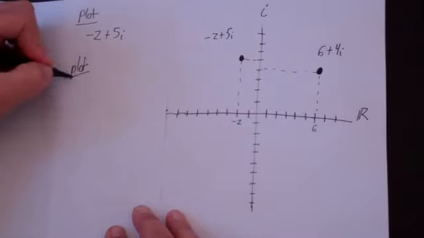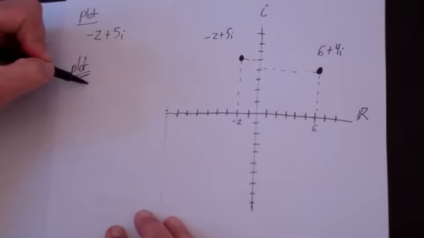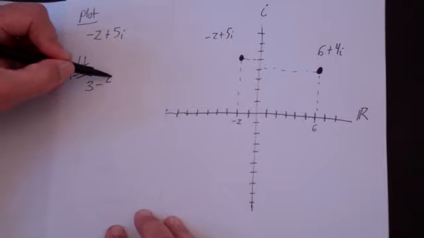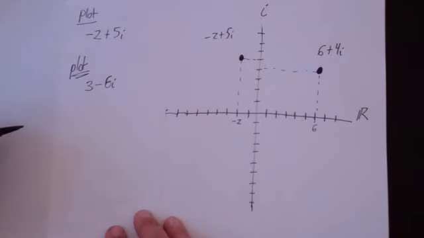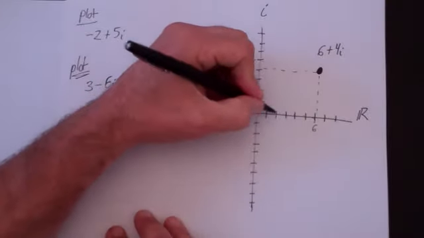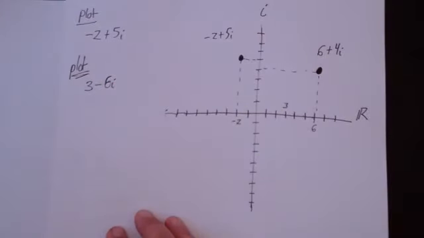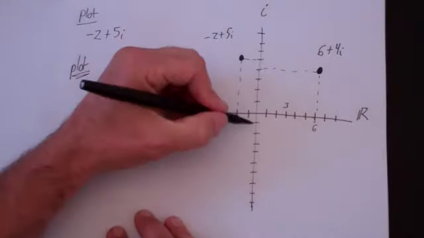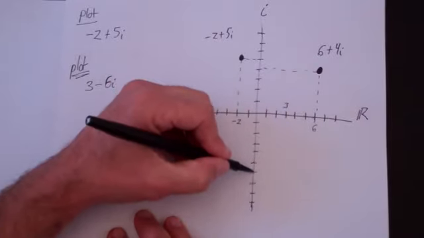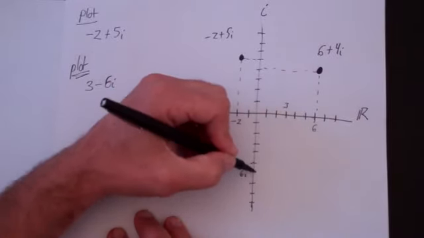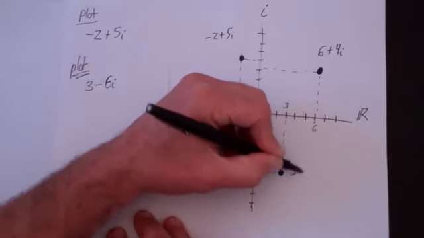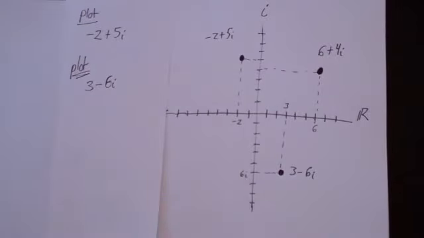Let's plot one more, and then we'll start working on some tricks. Let's plot 3 minus 4i. No, we already did 4i. Let's do 3 minus 6i. The real part is 3, so that's 1, 2, 3. There are 3 real units, and they're positive, and then that's a negative 6. That's 6 imaginary units, but they're negative, so that's 1, 2, 3, 4, 5, 6. And that's the point right there, 3 minus 6i. And that's how you do it.